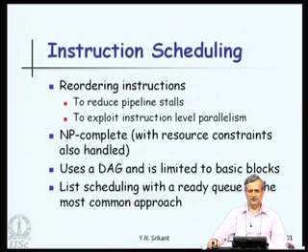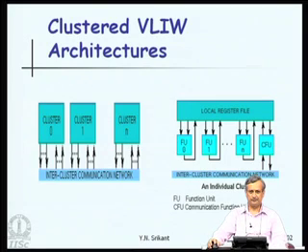As we know, this is an NP complete problem, and it uses a directed acyclic graph and is limited to basic blocks. List scheduling with a ready queue is the most common approach that is adopted, and that is what we use here as well.